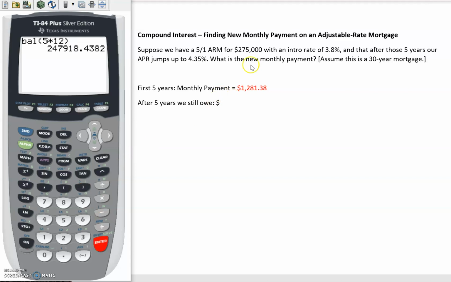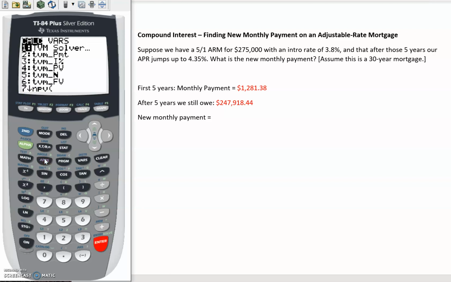So what's the balance after 5 years or after 60 payments? The balance on our loan should be less than $275,000. We made some progress on it. So we still owe $247,918. And again, rounding a little bit is going to be something that continually haunts us a little bit for these problems, but let's say 44 cents here. So we still owe that amount. So we can find our new monthly payment essentially in the 6th year by going back to our TVM solver.